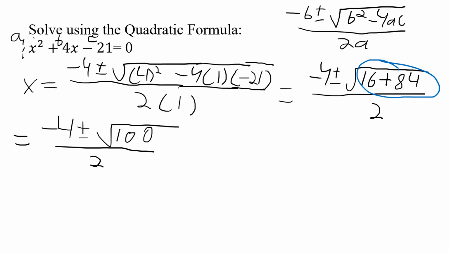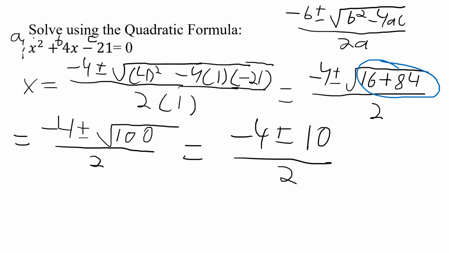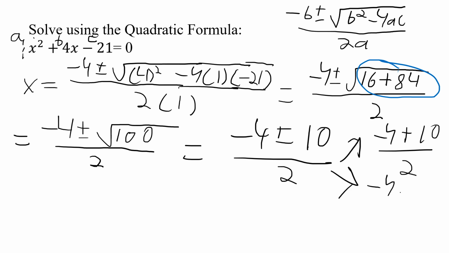So now, square root of 100. You can use your calculator for this if you want to. But if you know from prior knowledge that the square root of 100 is 10, that's good too. So the square root of 100 is 10. And now what we have to do is we have to break it up into two problems. We have negative 4 plus 10 over 2. And we have negative 4 minus 10 over 2 because it's plus or minus. That plus or minus here, that's the reason that we break it up. Because there's one scenario where this is plus and there's one scenario where this is minus.